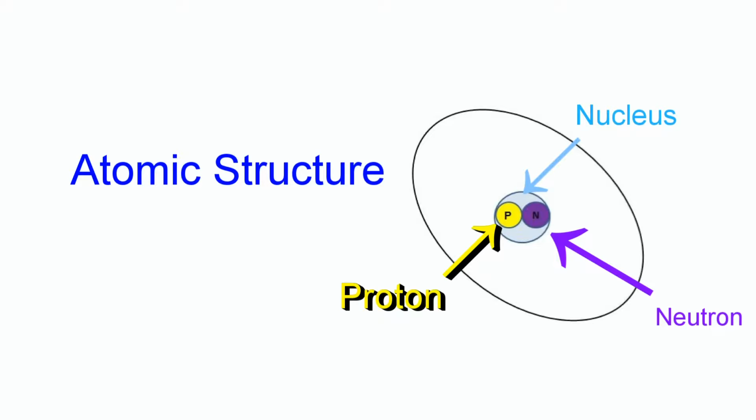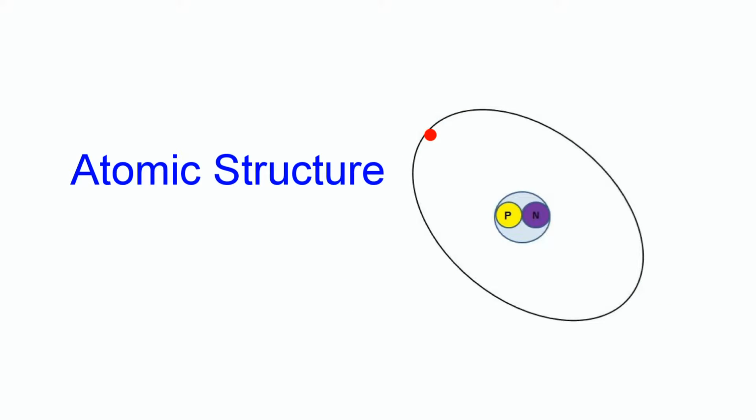Both the proton and the neutron are located at the center of the atom and make up the atom's nucleus. But the electron is located in an energy level that surrounds the nucleus. And it is constantly moving within this energy level, moving about the proton and neutron that are located at the center of the atom.